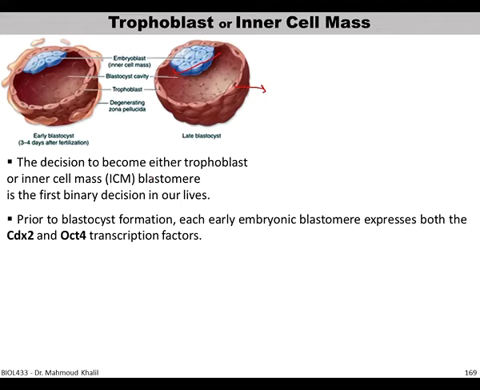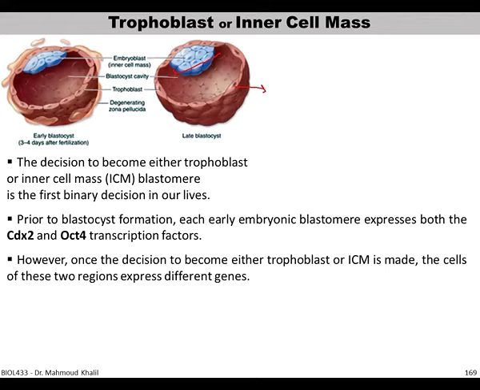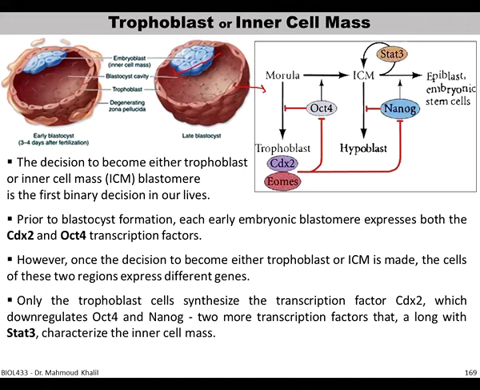Prior to blastocyst formation, each early embryonic blastomere expresses both transcription factors CDX2 and OCT4. However, once the decision to become either trophoblast or ICM is made, the cells of these two regions express different genes. So generally genes controlling the fate of each type of cells. So you can see that only the trophoblast cells synthesize the transcription factor CDX2, which downregulates OCT4 and NANOG, which are two more transcription factors that, along with STAT3, characterize inner cell mass.